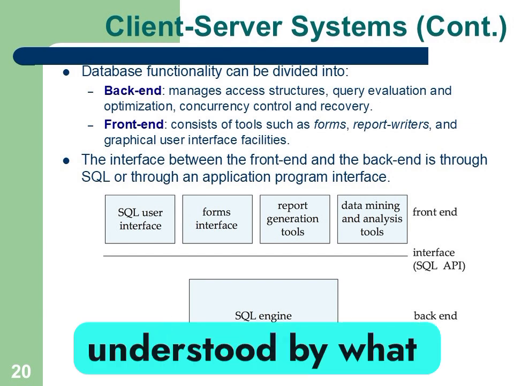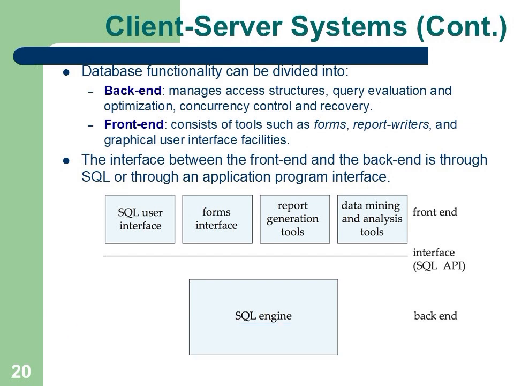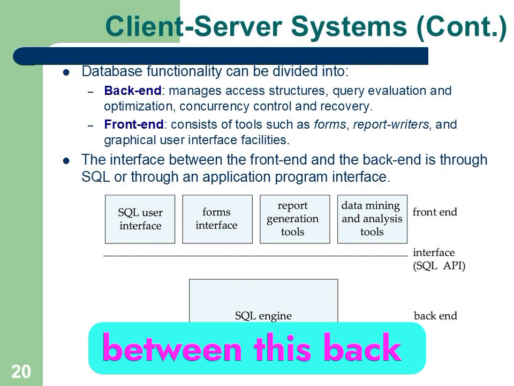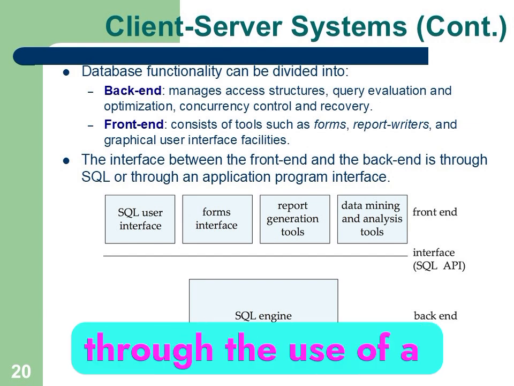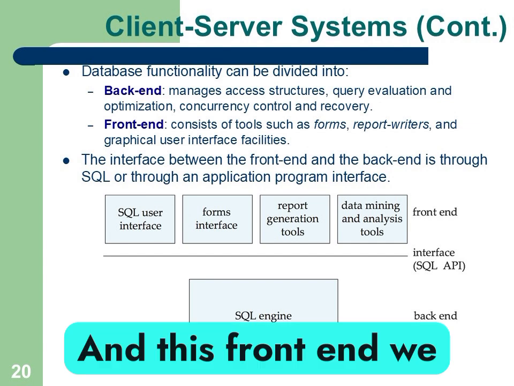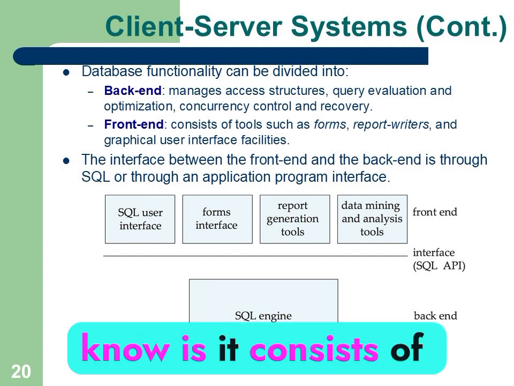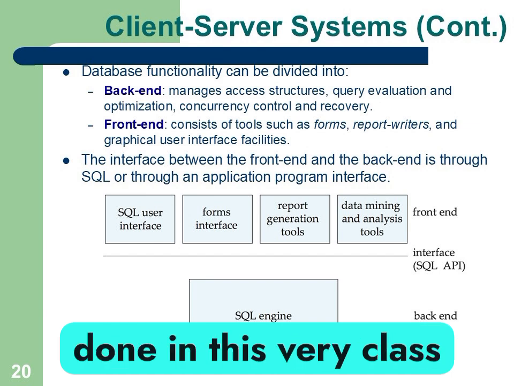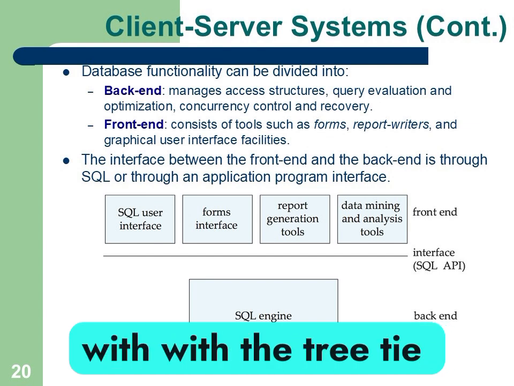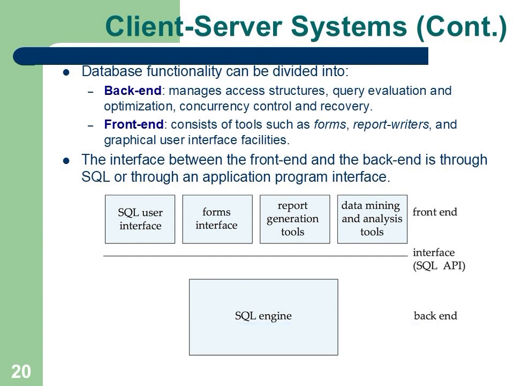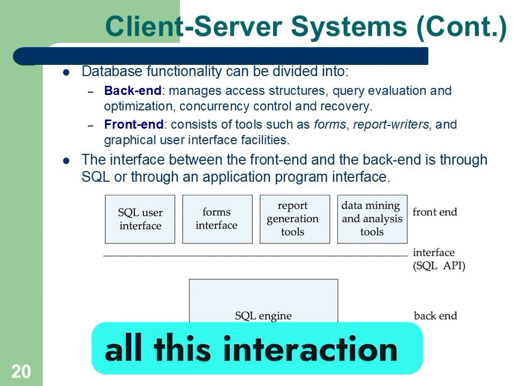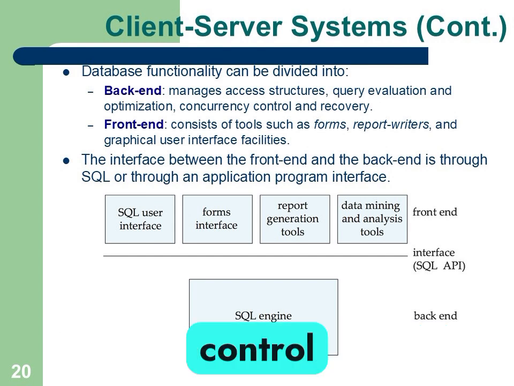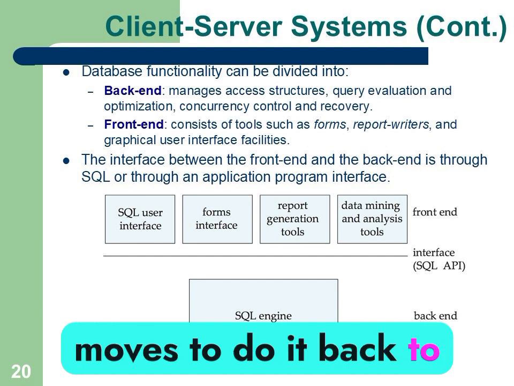So it's only understood by whom? By the developer. And there is an interface between the backend and the front end through the use of a server. And the front end consists of tools such as forms and reports, and this is something we have done in this very class while dealing with the three-tier architecture. All the interaction with the front end is through the UIs, that is user interfaces, and they control what you send, which moves to the server.